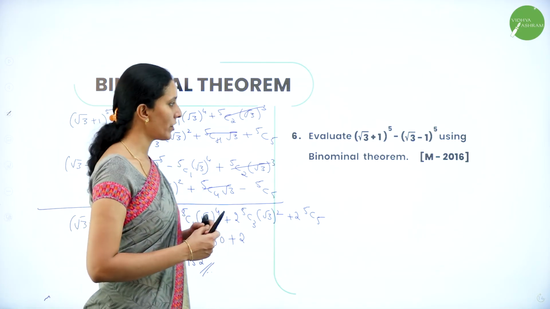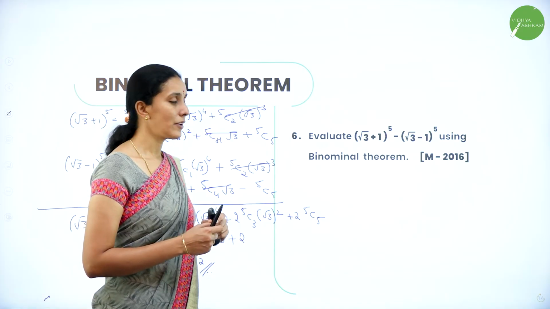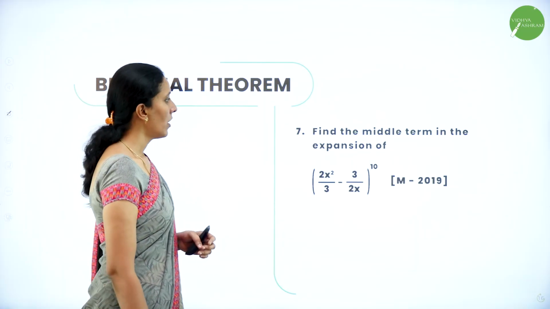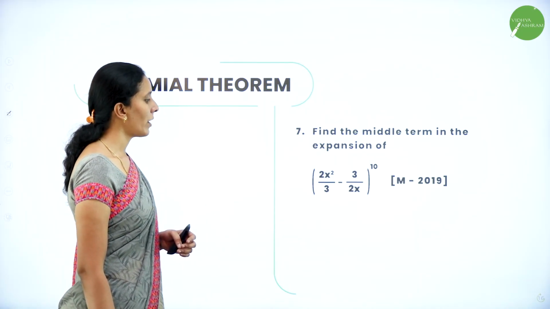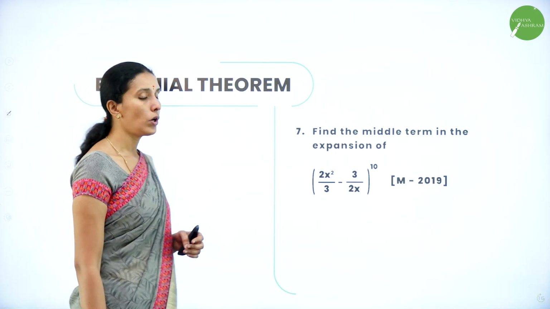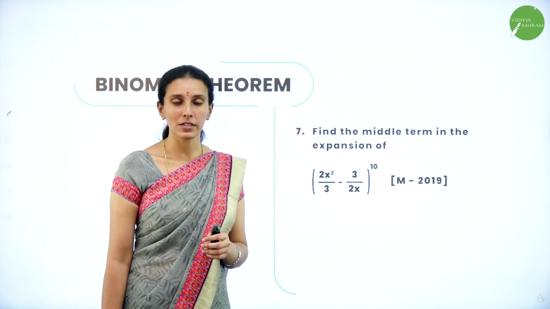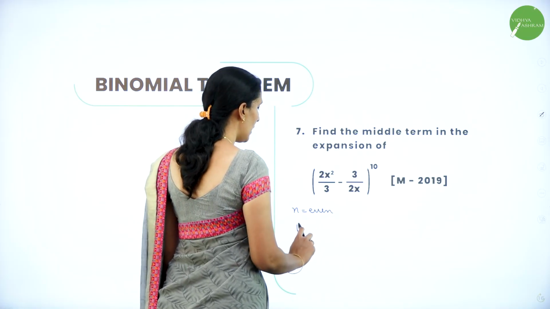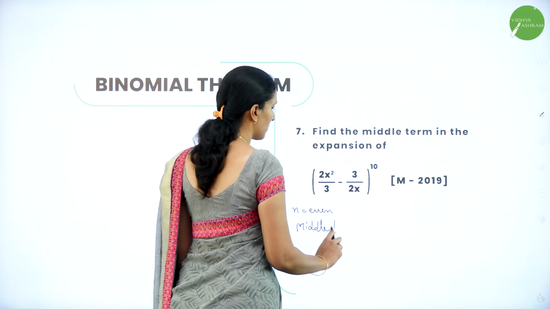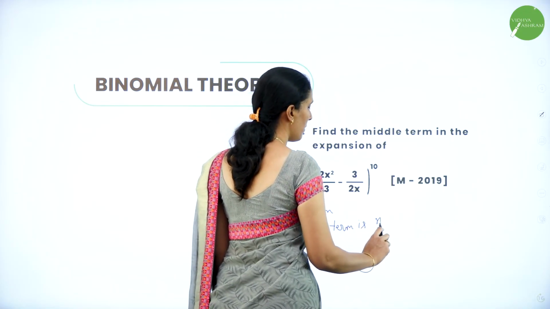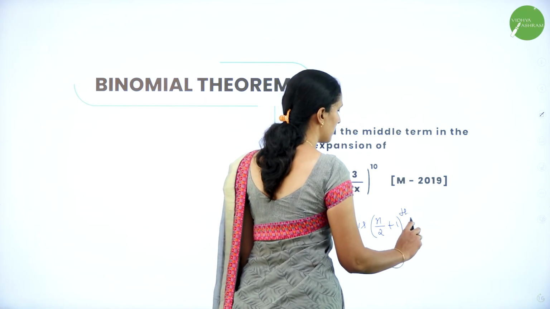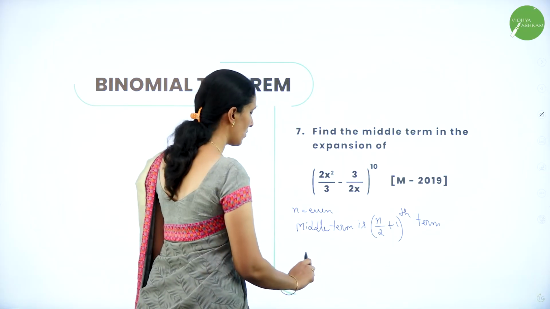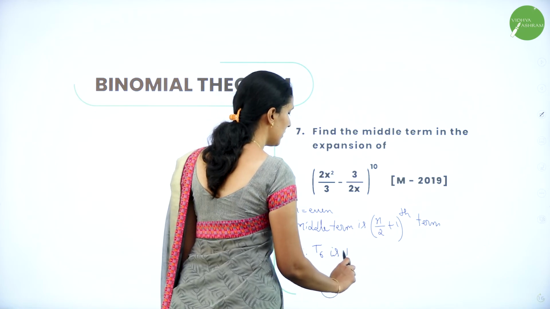So this is one type of question they may ask you, that is, using binomial expansion, find the value of the given particular binomials. Next question, find the middle term in the expansion of 2x square by 3 minus 3 divided by 2x whole to the power 10, which was asked in March 2019. So since here n is equal to 10, the middle term is the (n by 2 plus 1)th term. So n is 10, 10 by 2 is 5, plus 1 is 6. So therefore T6 is the middle term.